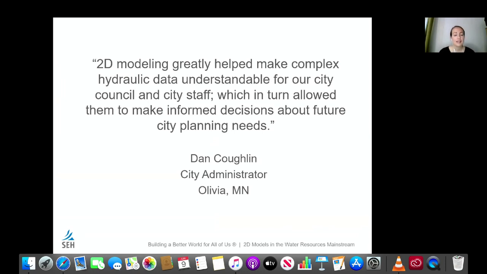So the city administrator said that the 2D modeling greatly helped make complex hydraulic data understandable for our city council and city staff, which in turn allowed them to make informed decisions about future city planning needs. And I think that's just it. We're seeing in so many cases that these 2D results allow non-technical folks to be really engaged in the conversation and the decision-making process.